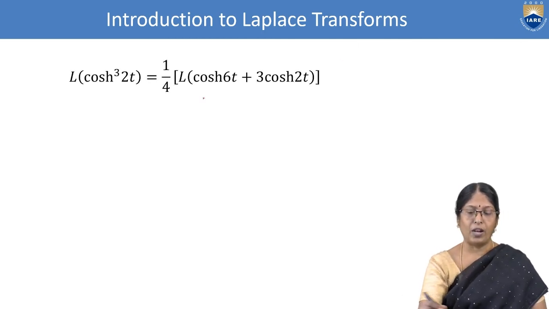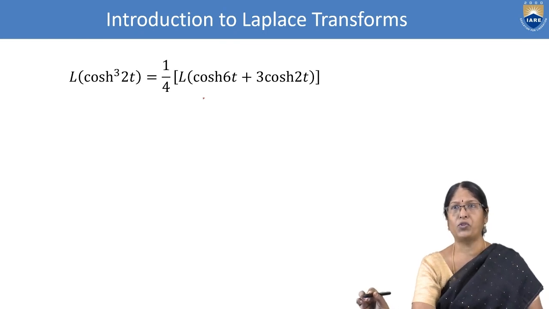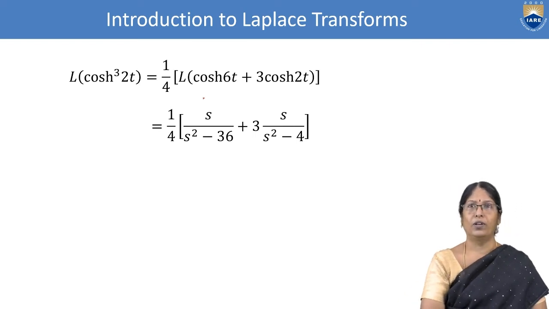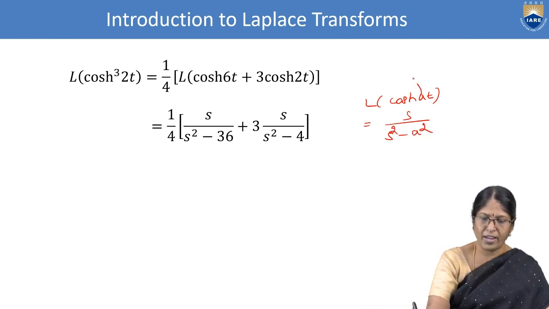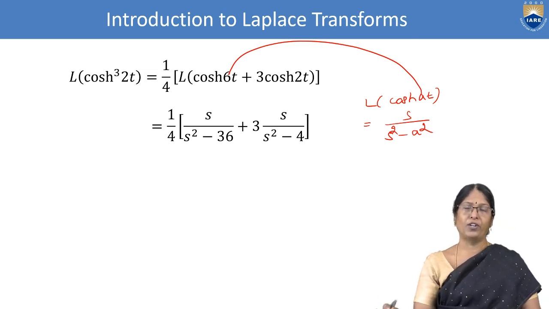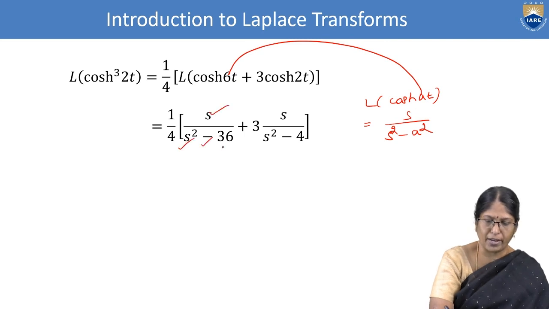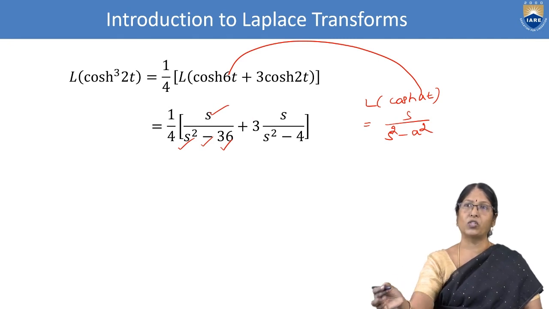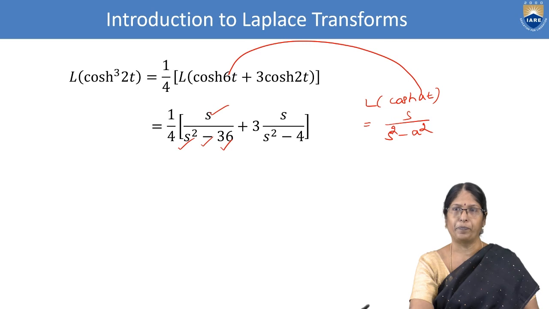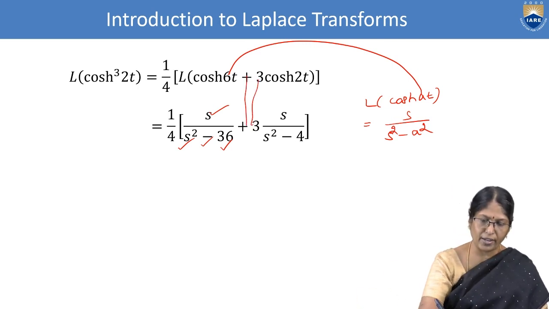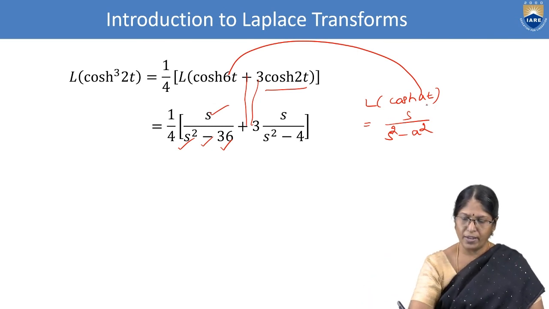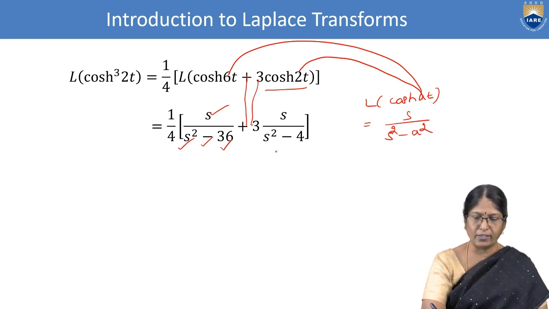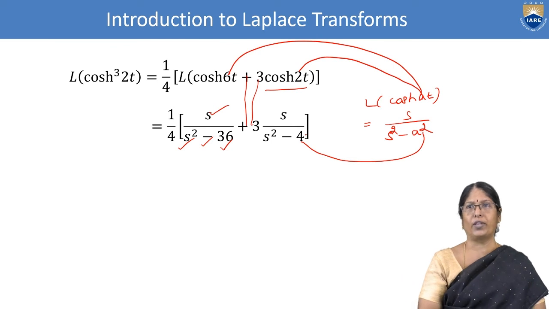So 1 by 4 of L of cos h 6t plus 3 cos h 2t. Now we know cos h at is nothing but s by s square minus a square. Our a is playing the role of 6 in the first function. So s by s square minus a square, our a is nothing but 6, so a square is 6 square, that is 36. Next, plus is as it is, and the 3 is as it is. Next, we substitute cos h 2t, where a is playing the role of 2. So s by s square minus 2 square, it's nothing but 4.